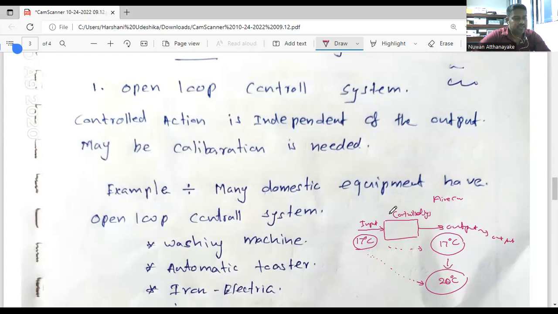And it doesn't do any control to keep this Celsius value at the desired value. So this control mechanism will not depend on the output value, the actual result value. It doesn't depend on the actual response. That kind of control system we normally call an open loop control system. I think you have got the idea.